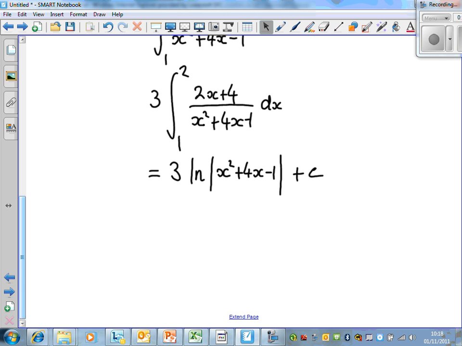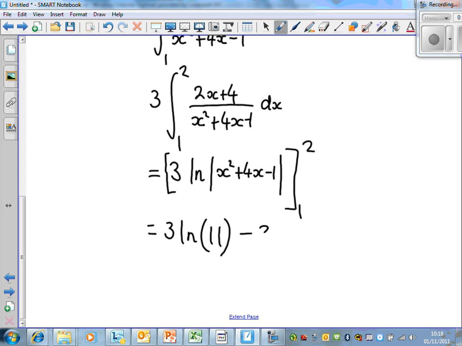Okay. Oh, I've made a mistake. This is definite integration, so we can get rid of the c, and this needs to be square brackets between 1 and 2. Okay. So this becomes 3 lots of ln. Let's substitute 2 in. So we get ln of 2 squared, which is 4, plus 8, which is 12, minus 1 is 11. Take away 3 lots of ln. 1 squared is 1, 4x is 4, 5 minus 1 is 4. Okay. So this becomes 3 lots of ln.